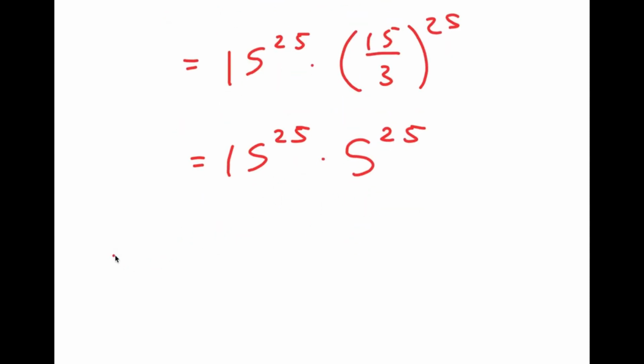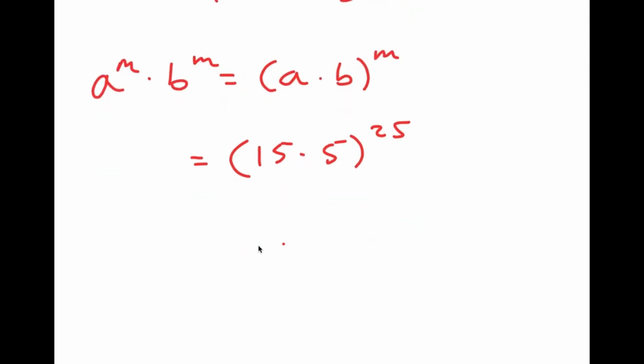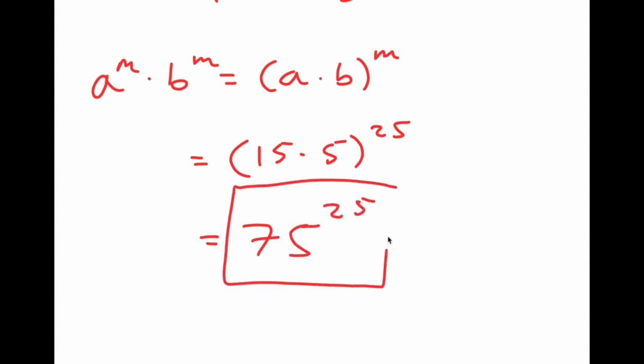Now another property of exponents is that if I have something in the form a to the power of m times b to the power of m, this is equal to a times b, to the power of m. So this is going to equal 15 times 5, to the power of 25, which is equal to 75 to the power of 25. So this is my answer.